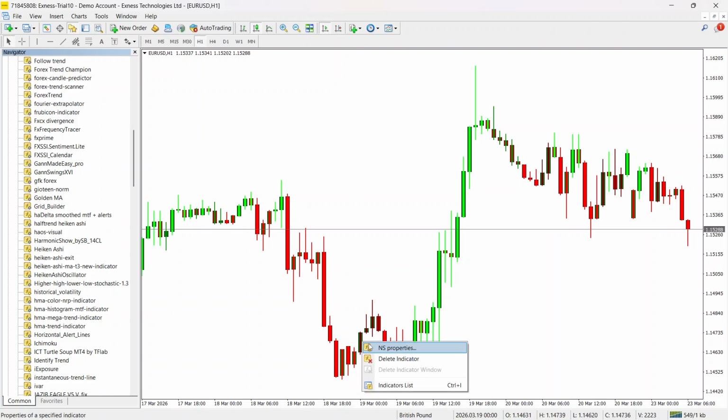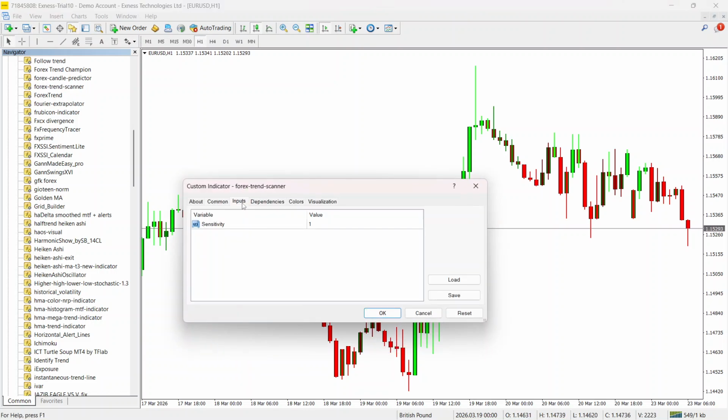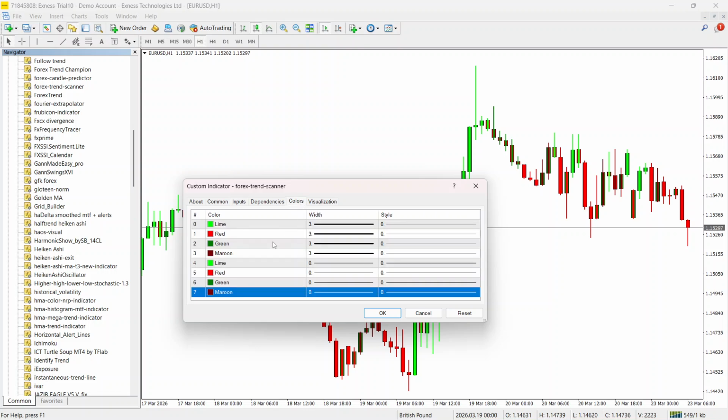Now let's move over to its properties. We have the sensitivity that controls how responsive the scanner is to new price movement, influencing how quickly candles change color as conditions evolve. We also have the color of the candles, as you can see.